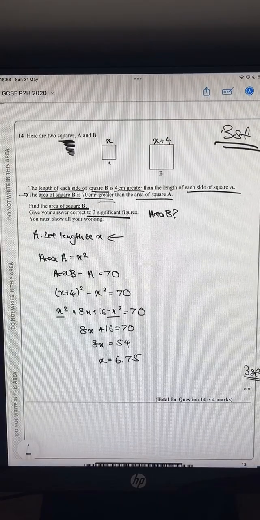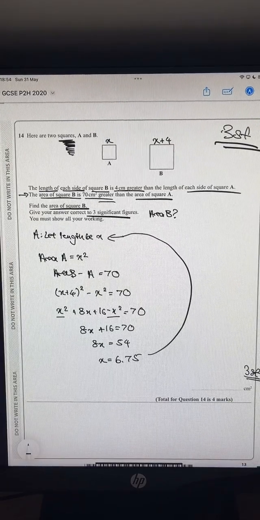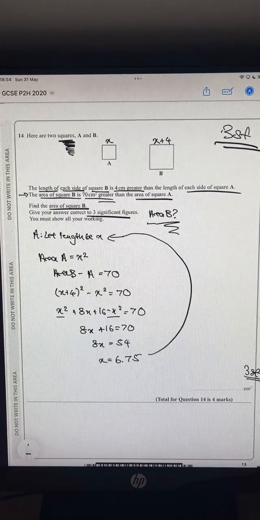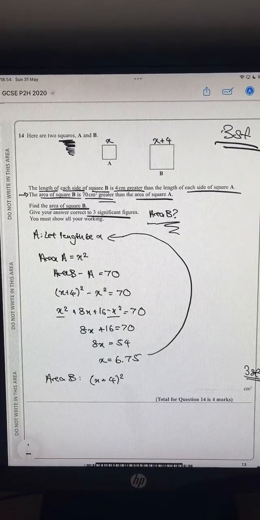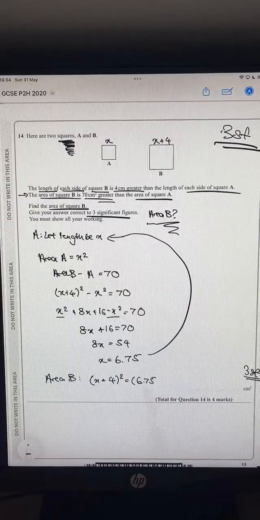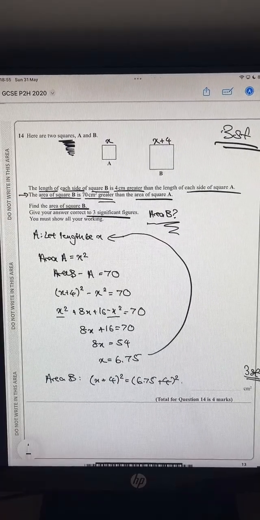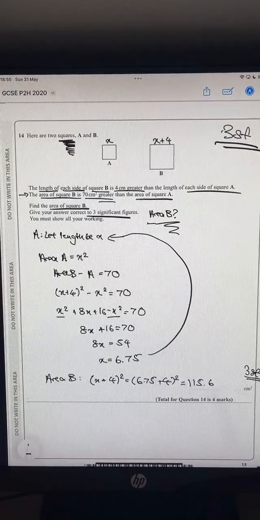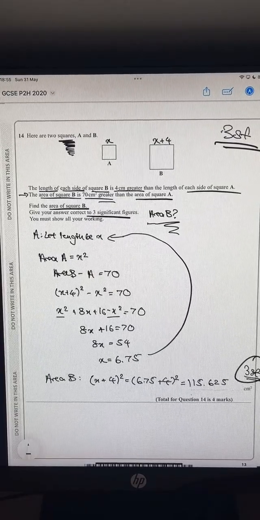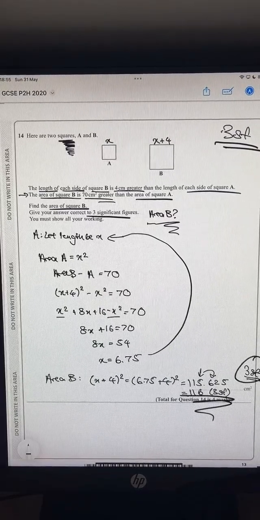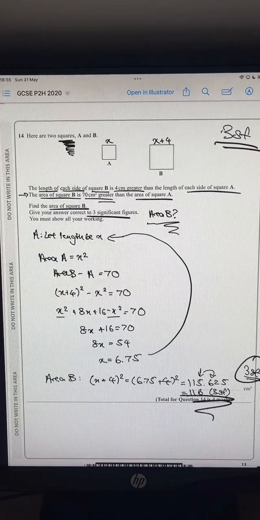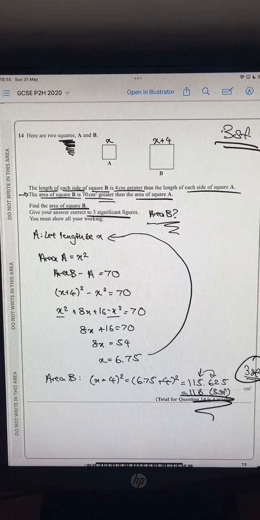Now, don't think you're done. What have we found? We have found the side length of A. What do we need to find? It's exactly what I wrote here, the area of B. So the area of B is equal to (x plus 4) squared, which is equal to (6.75 plus 4) squared. And if I put that into my calculator, I get 115.625. But oh look, my little note tells me I needed 3 sig figs. So that's 1, 1, 3 sig figs there. Look at the value next to it: 6, round up. 116 to 3 significant figures. And that is my answer to this little 4-mark question, which actually didn't end up being too bad.